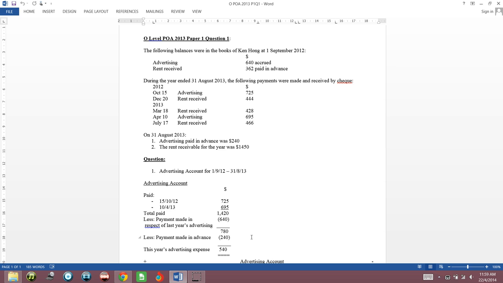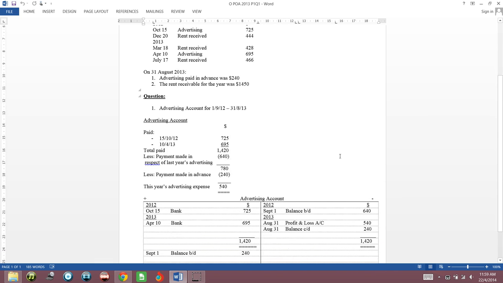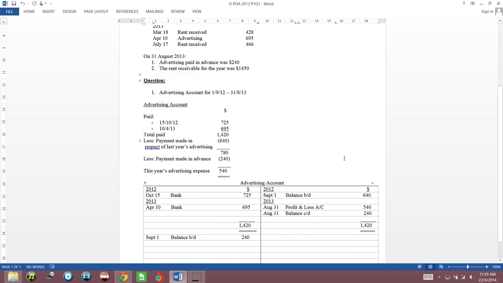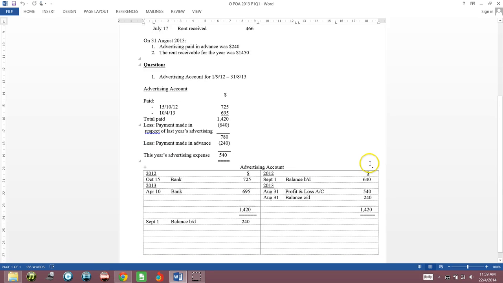Okay, so with this understanding, the POA O-level syllabus requires you, especially in this question, to do your advertising account in this T account format. After studying O-level, we would have good knowledge of debit and credit.